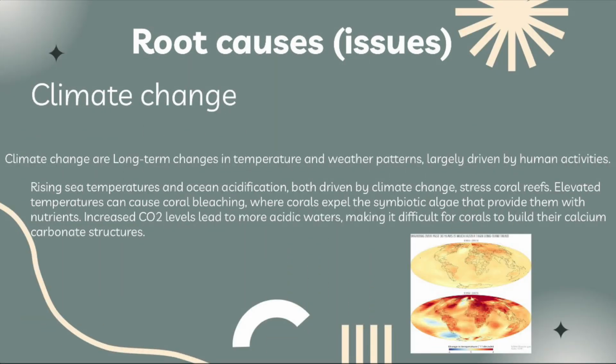Another root cause and issue would be climate change. Climate change is basically a long-term change in temperature and weather patterns that's largely driven by human activities. An example of this affecting Biscayne Bay's coral degradation and pollution is rising sea temperatures and ocean acidification, which both are driven by climate change. Elevated temperatures can also cause coral bleaching, where coral expel the symbiotic algae that provide them with nutrients.